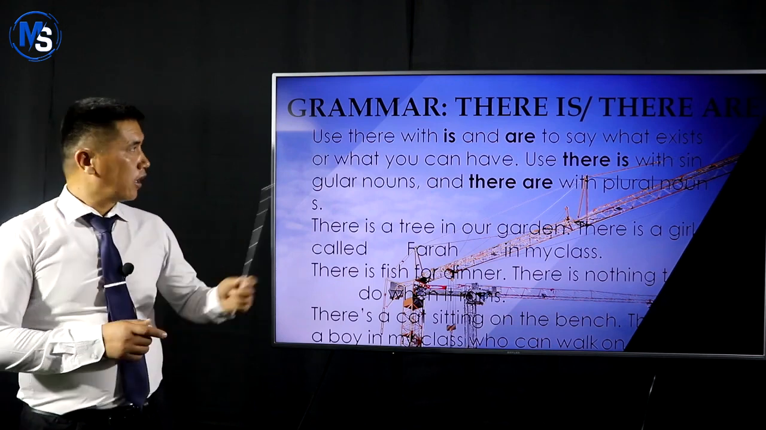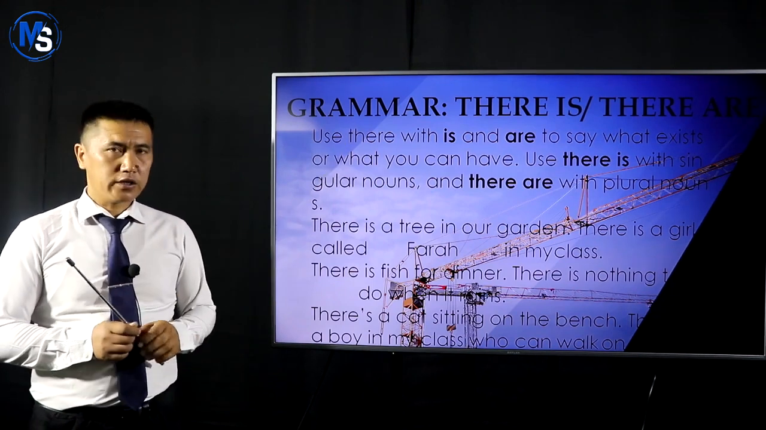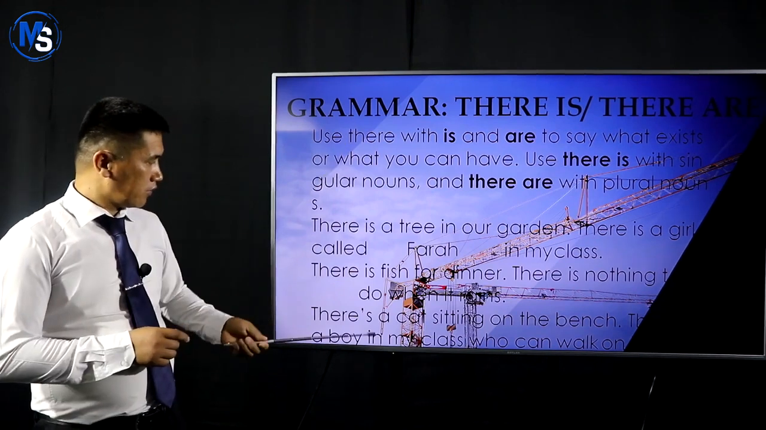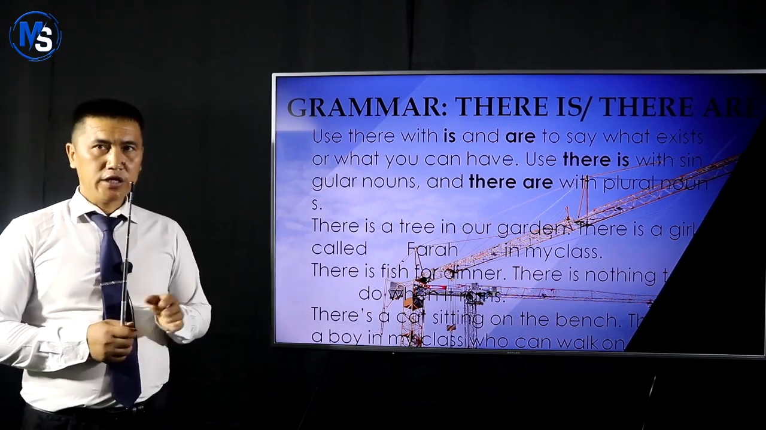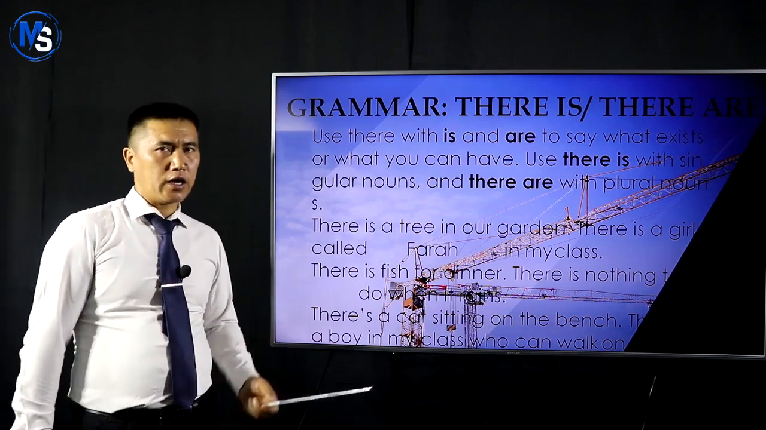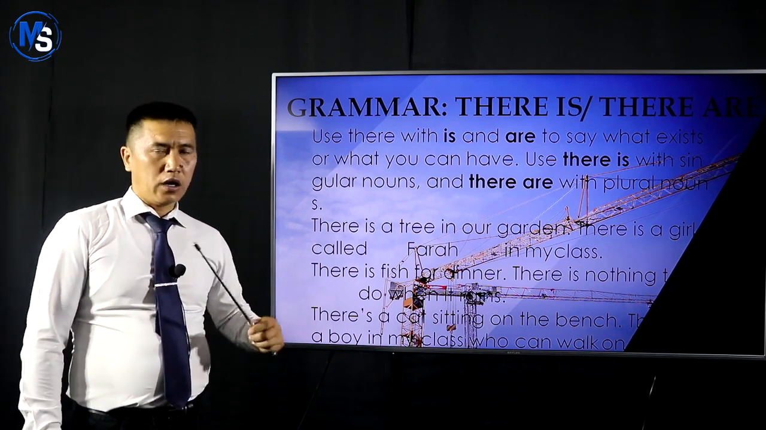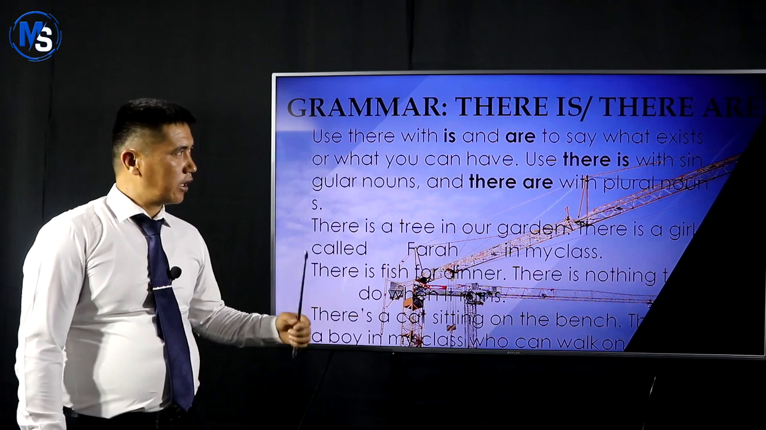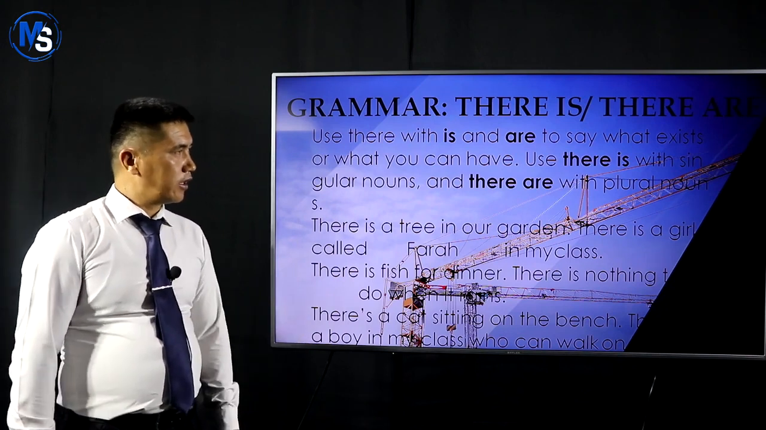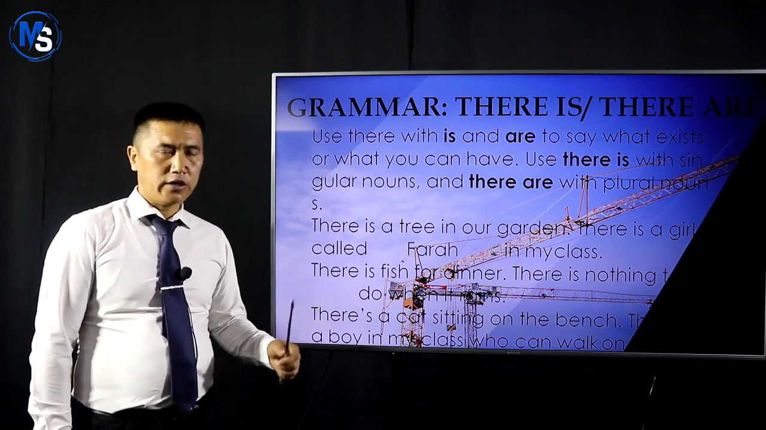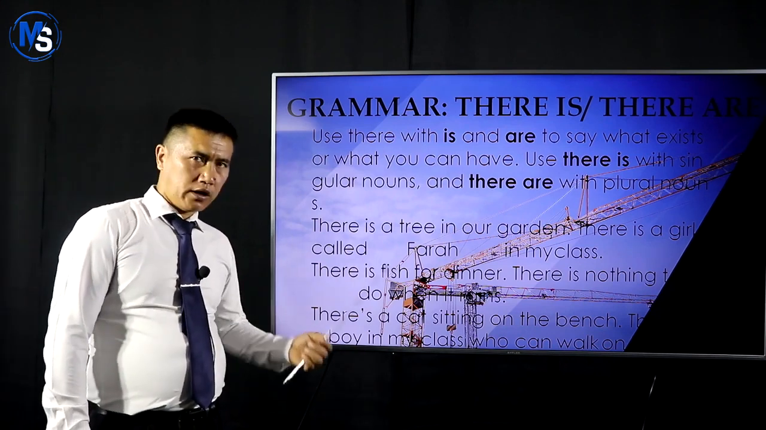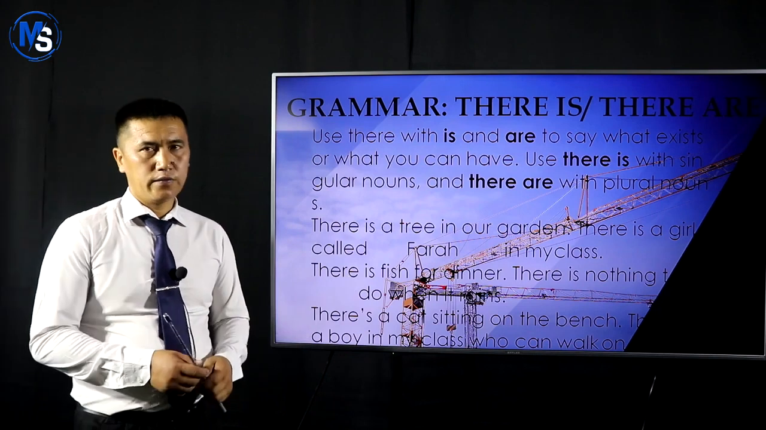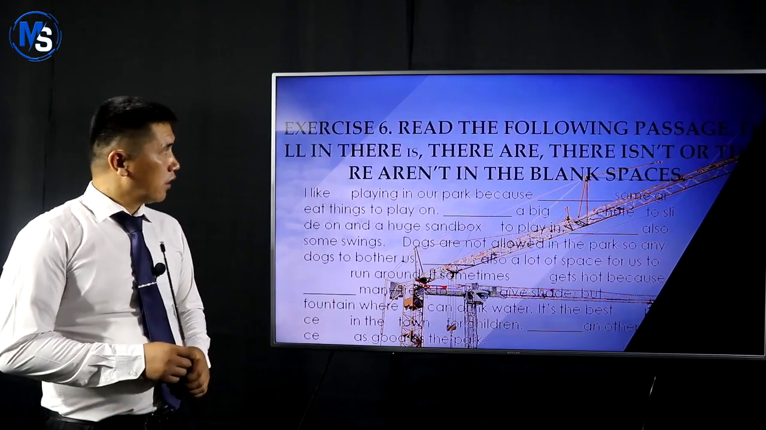In this grammar construction, the question puts is or are first. For example, is there any student in the classroom, or are there any students in the classroom? And the answer is yes or no. Yes, there is, or no, there is not. Yes, there are, or no, there are not. The next one is okay.